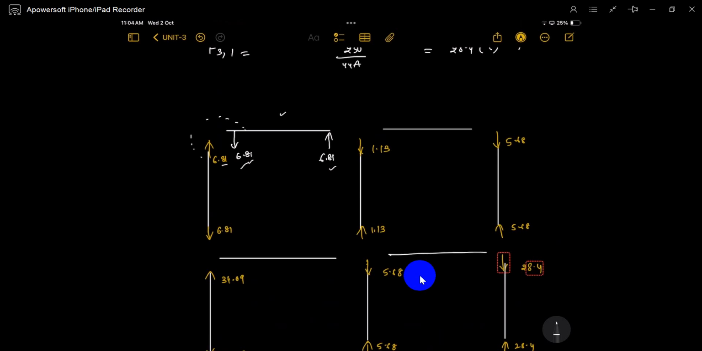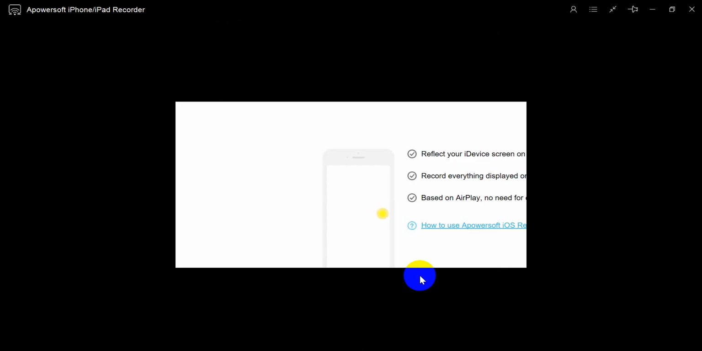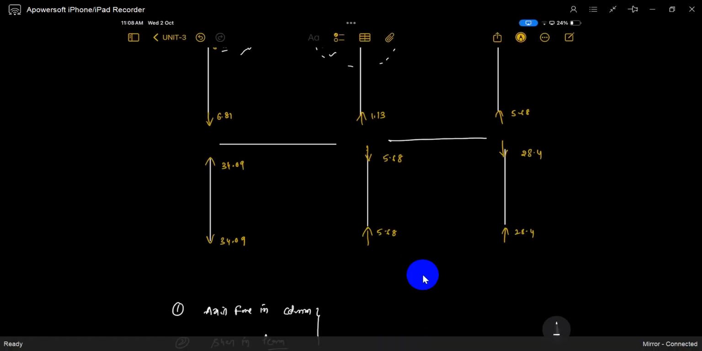Now comes this value here. Consider this a joint equilibrium. 6.81 upwards, 1.13 downwards. So the remaining is 6.81 minus 1.13, which is 5.68. Which direction? Downward, 5.68. So now it is in equilibrium. 5.68.